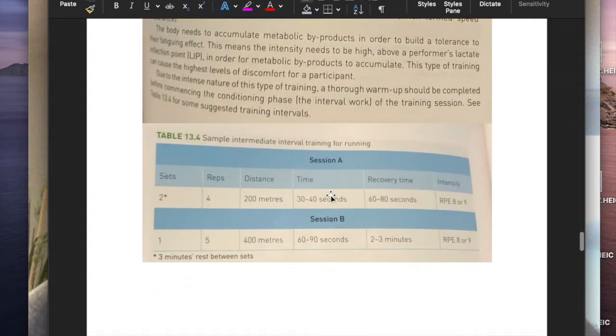60 seconds of work. And then the work to rest ratio of roughly 1 to 2 for this one shows a 60-second to an 80-second rest. So it's a real different type of energy system usage within your body.